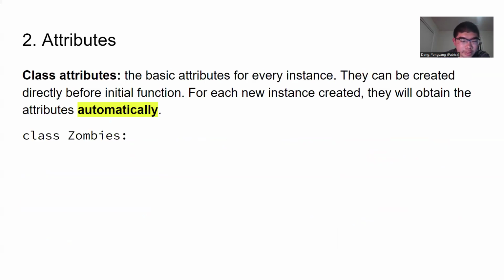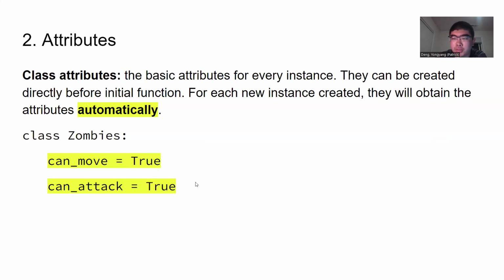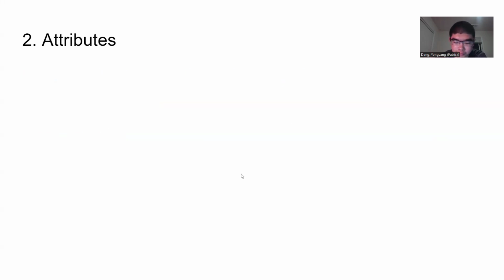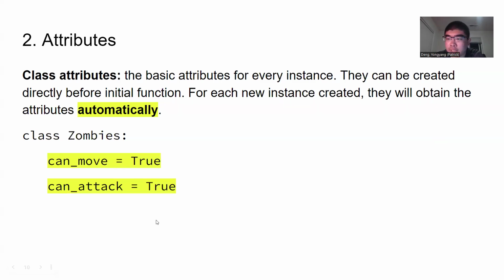So let's say class and instance. This is an example of a class attribute. Let's say we have can move, and can move is true. It is a class attribute that applies to all zombies. If there's a zombie that is stationary, you can tell me, but as far as I know, each zombie can move. And can attack is also true, because the goal is to attack plants and go into the owner's house.